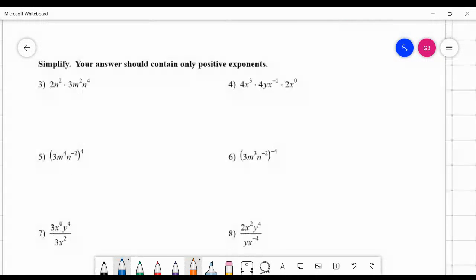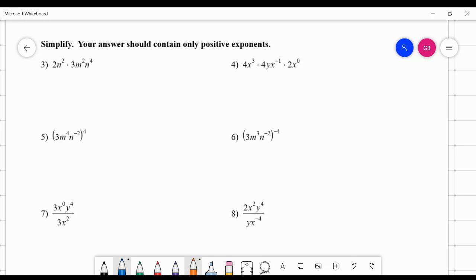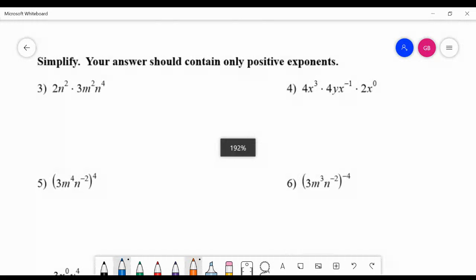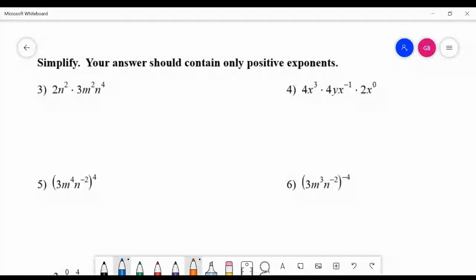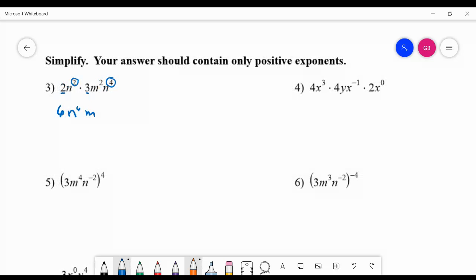Here, we're going to simplify. Your answer should contain only positive exponents. Number 3. The regular numbers, this 2 and this 3, you can go ahead and multiply those to get 6. Now when you're multiplying numbers with the same base, you add the exponents. So we're going to add this 2 and this 4 for n. So it's going to be n to the 6th power. And then the m squared, we just bring it over since there's nothing to combine it with. And that's your answer.